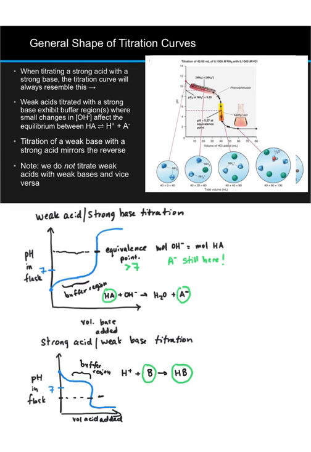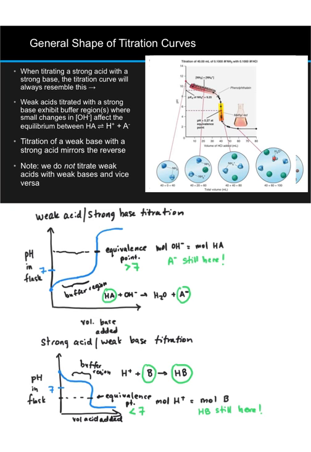At the equivalence point, we have an equal number of moles of H+ as moles of base. And the only thing left over in the solution here is the conjugate acid, HB. As an acid, this substance works to lower the pH of solution. The equivalence point of a weak base, strong acid titration, will always be less than 7.